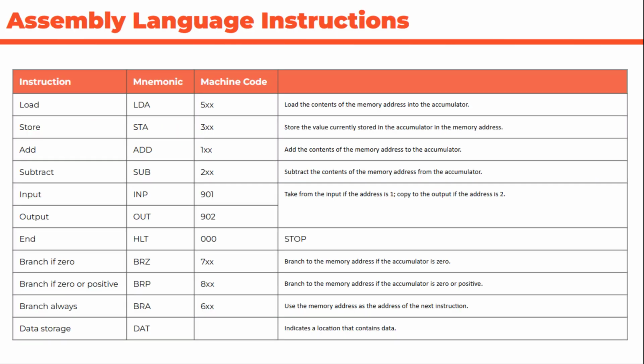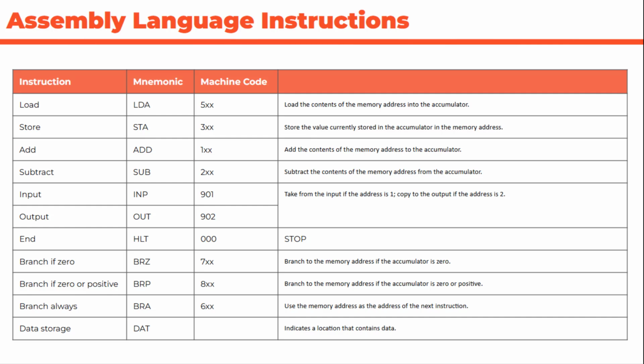So let's start off with a little recap on assembly language instructions. If you've not watched part 1, you probably should do. Here we've got a number of instructions: load, store, add, subtract, input, output, end, branching, data store. We've seen it all before. We know the mnemonics, and we talked briefly about the machine code.